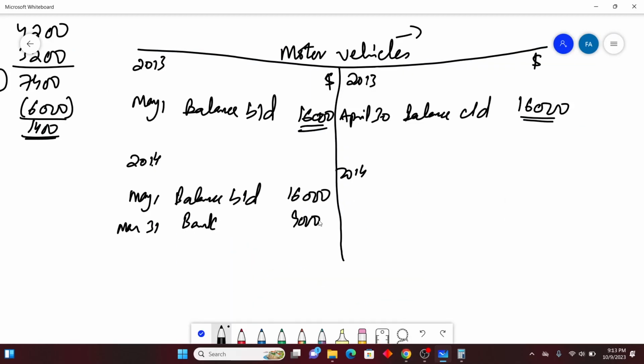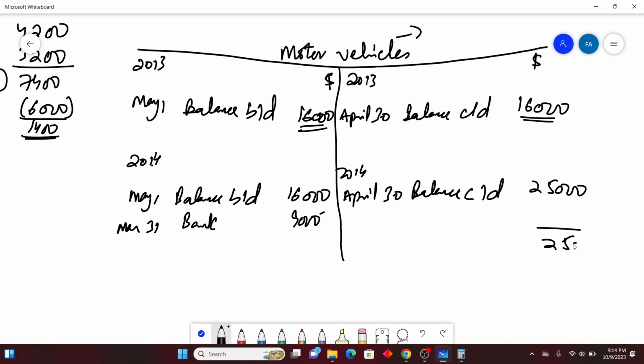Now, some students would be confused by this, sir. Why are we taking this amount? There is no cost or net book value. Whenever an asset is purchased, the net book value and the cost of that particular asset are always the same. So remember this. 16,000 plus 9,000 will give me an answer of 25,000. Sorry, it's not balance BD, it's balance CD.